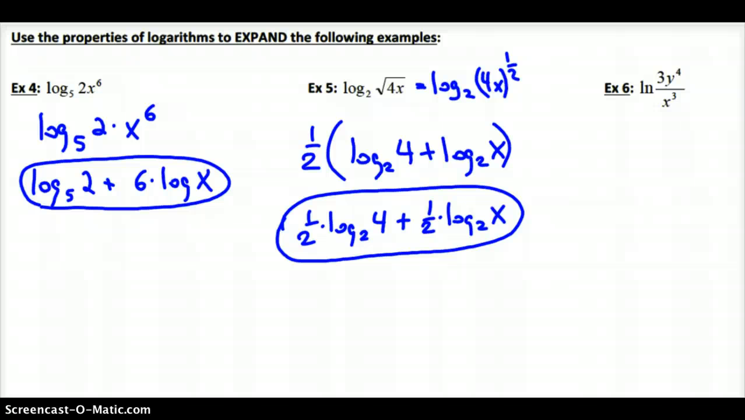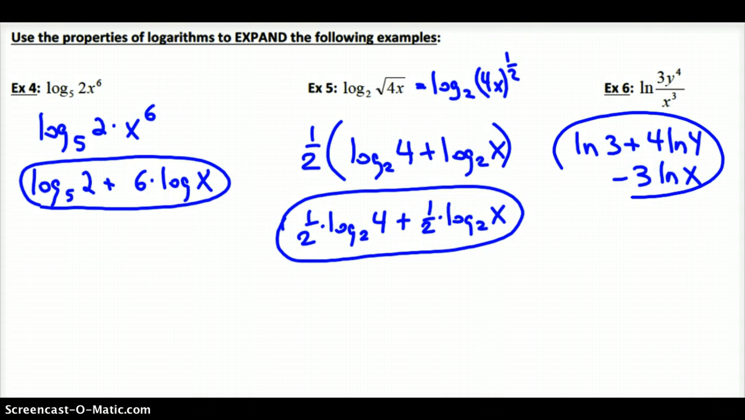So I'm going to have the natural log of 3 plus 4 times the natural log of y, that takes care of the top, and then divided by, so that means I'm going to subtract, I'm running out of room here, so I'll subtract 3 natural log of x. So I have a 3-parter here, my 3 part, my y to the 4th part, and my x to the 3 part. So I'm just going to write it like this here.